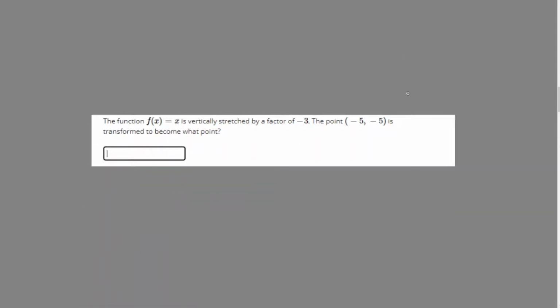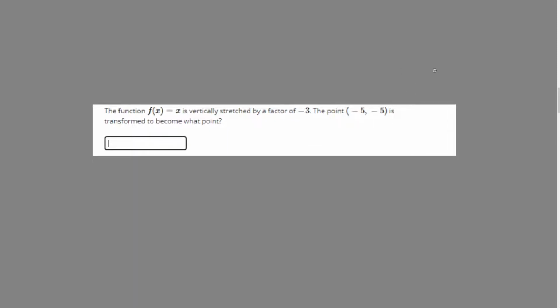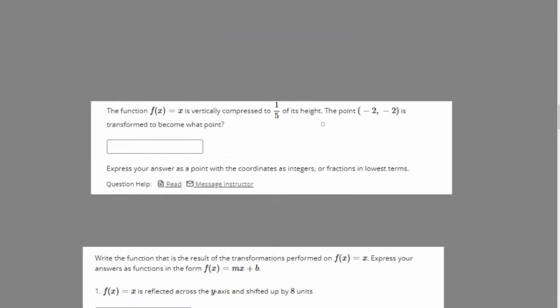The function f of x equals x is vertically stretched by a factor of negative 3. The point negative 5 is transformed to become what point? So basically, we need to times our y value by this negative 3. So we have negative 5. Negative 5 times negative 3 is 15. So this is our new point. Sorry, I'm trying to speed through this.